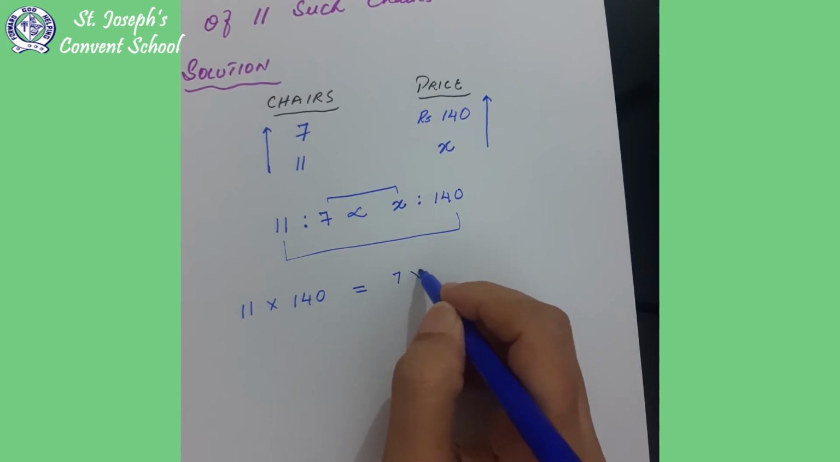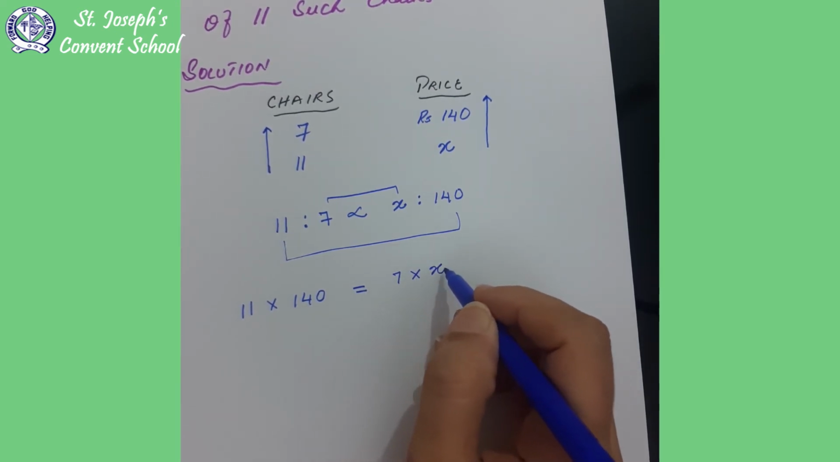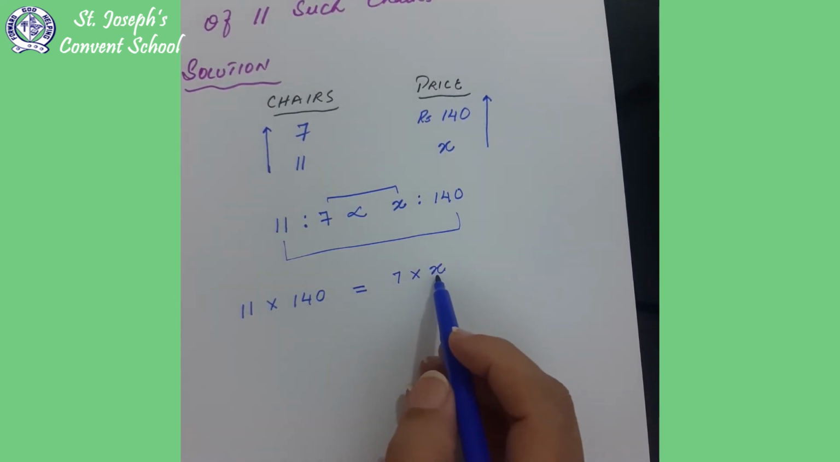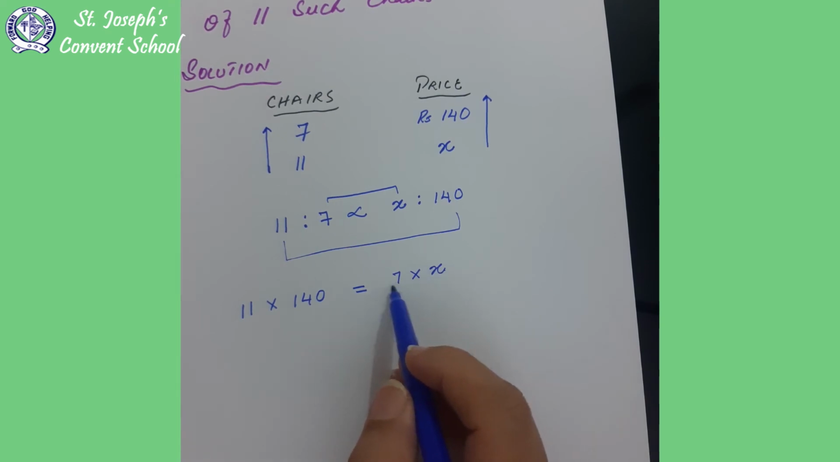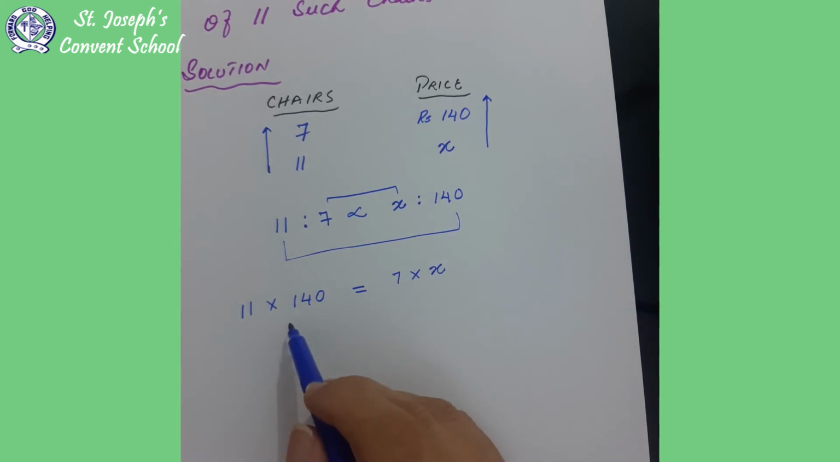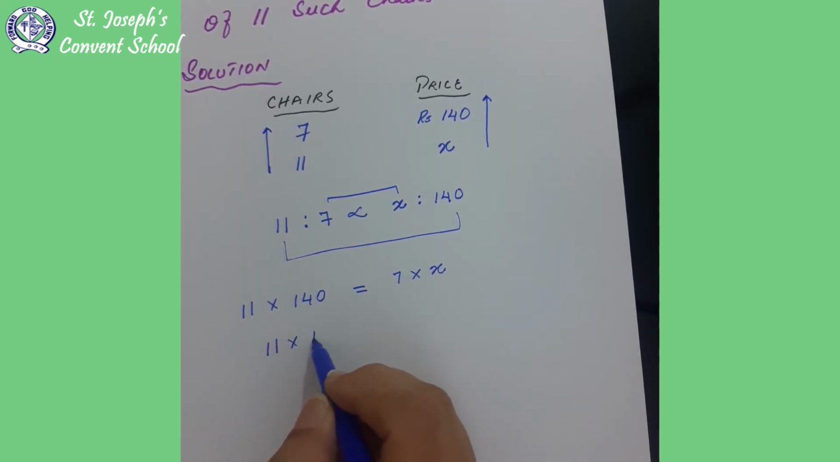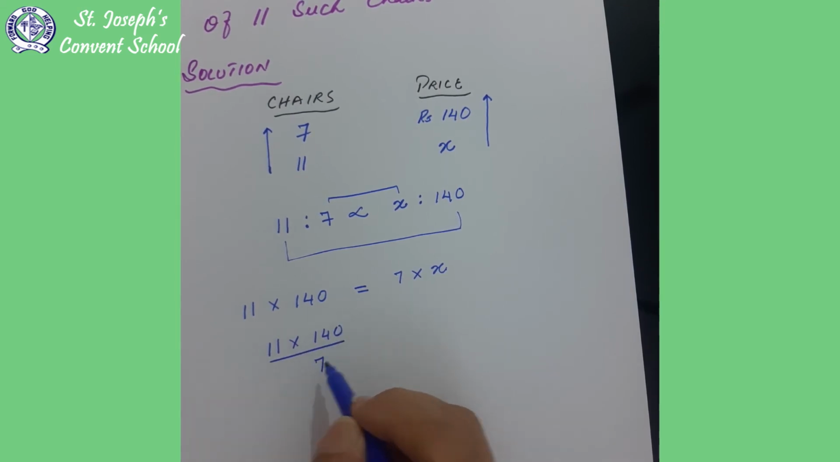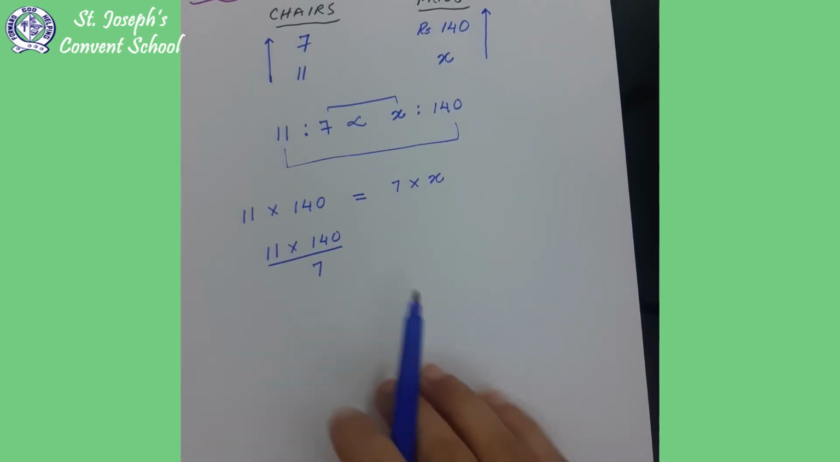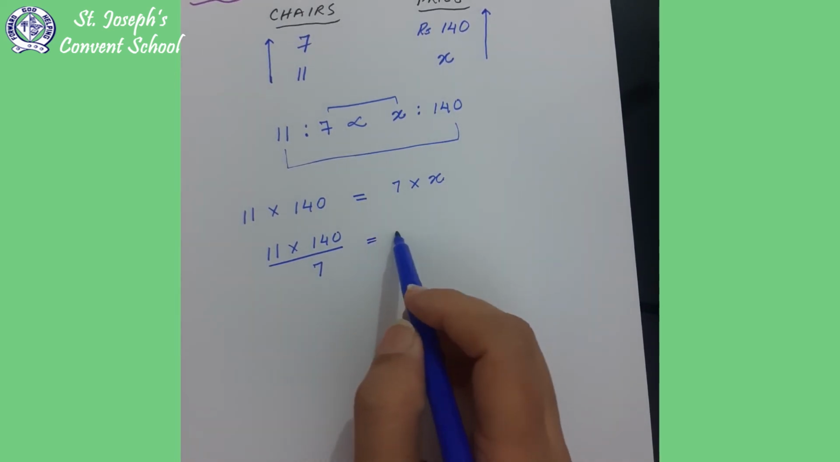So 7 into x. You have to find x. So what we'll do, we'll shift 7 this side. 7 is multiplying, this side it will divide. So 11 into 140 divided by 7 equals to x.